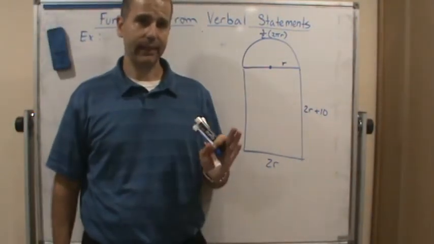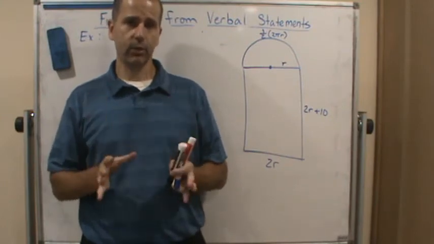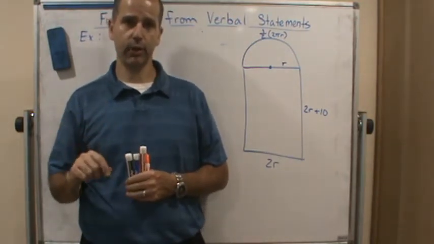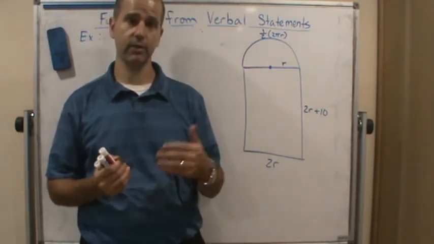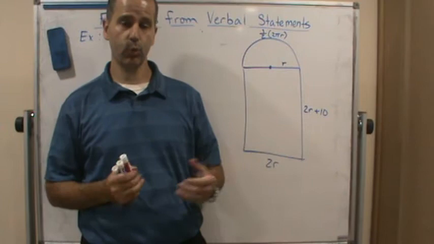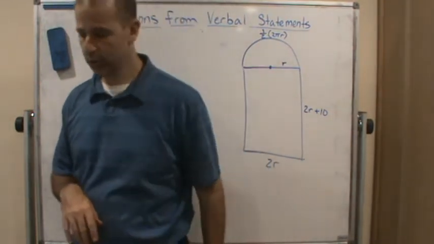Okay, so in this example, I'm going to read to you the problem. I'm going to read it slowly, so make sure you write down the information. Here's the picture I drew that represents the window. This is about an architect who designs a window. I'm going to read you the problem, so make sure you pay attention.